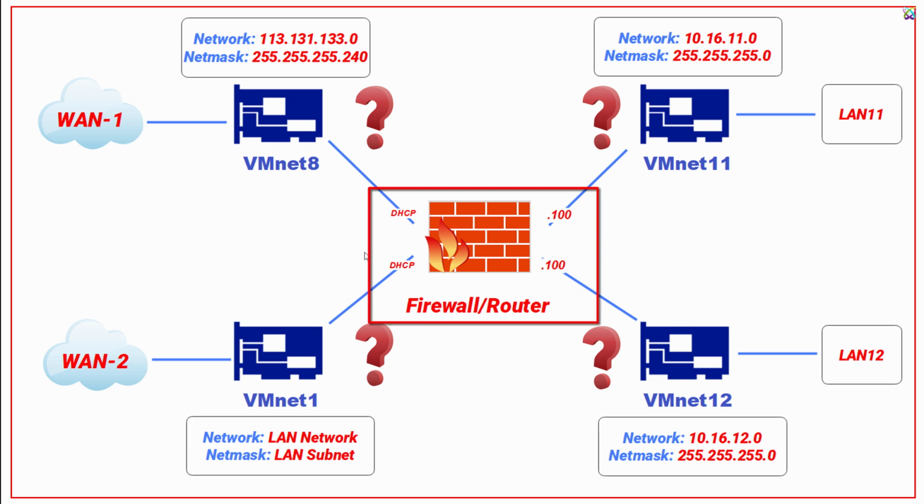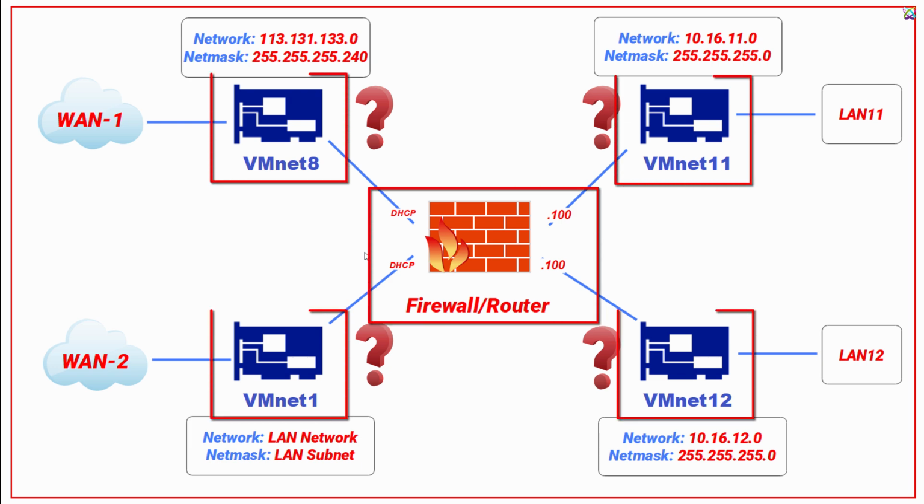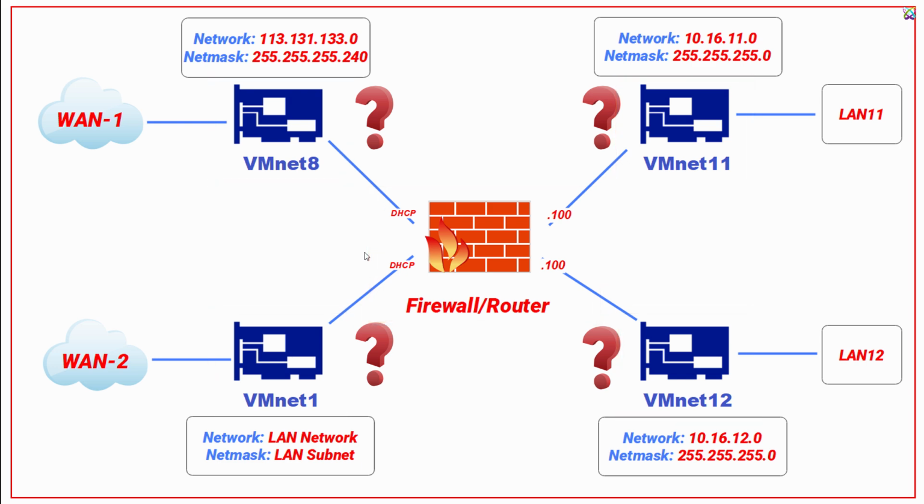For example, suppose you have a firewall or router with 4 network interfaces. You need to simulate 2 WAN networks, WAN 1 and WAN 2, and 2 internal LAN networks, LAN 11 and LAN 12. In this video, I'll show you how to map those networks into VMware VMnets and build the complete lab environment step by step.